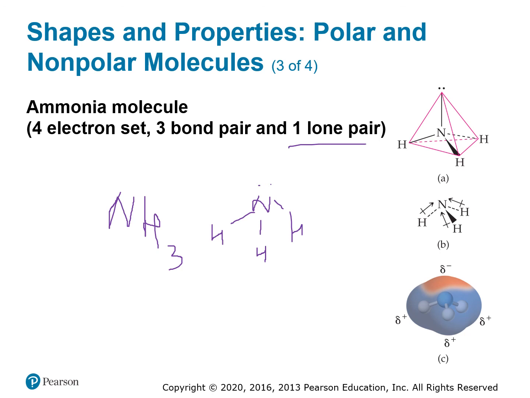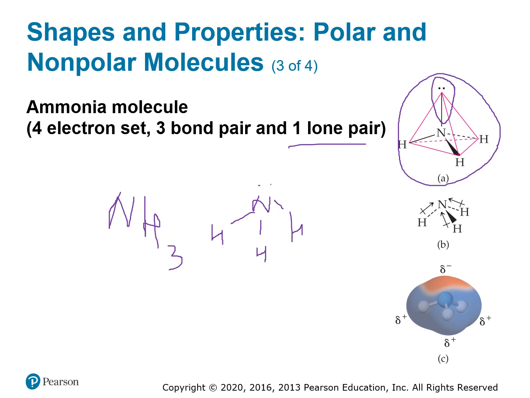So even though this is looking like a tetrahedron shape, remember there is 1 lone pair of electrons. And then what happens to the geometry when you have a lone pair? In this case, it becomes a trigonal pyramidal molecule. So this is how the trigonal pyramidal molecule will look.